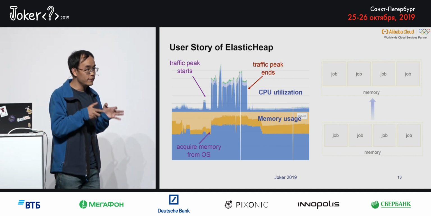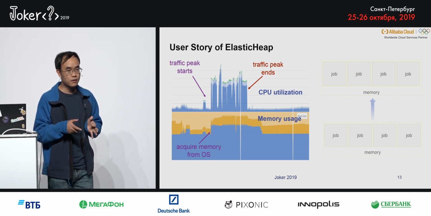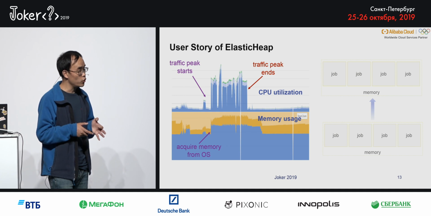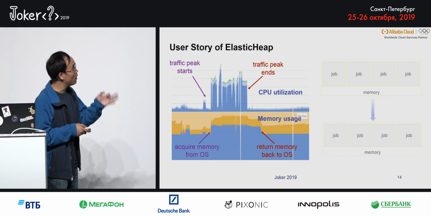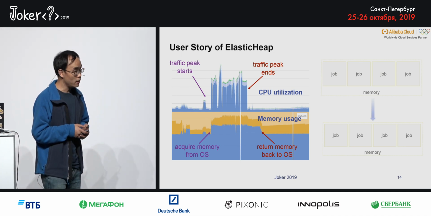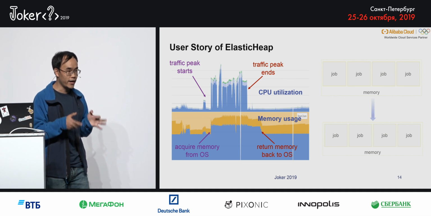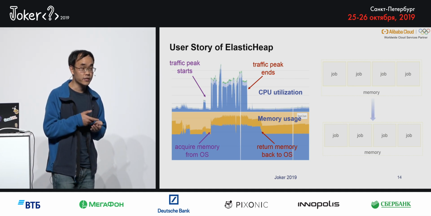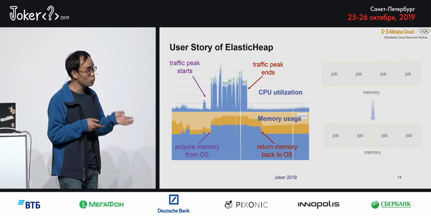Then at this time, during peak time, the JVM process for the online job has enough memory to handle requests. So when the traffic peak ends, the elastic heap will check again and find the memory is not used because the traffic is down, right? So then it has the ability to return memory back to the OS.